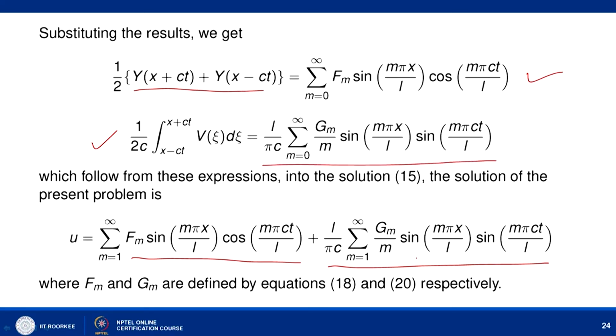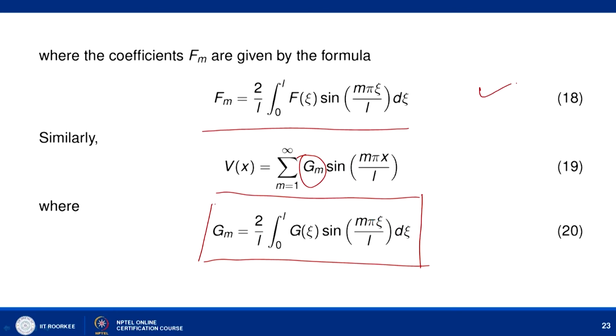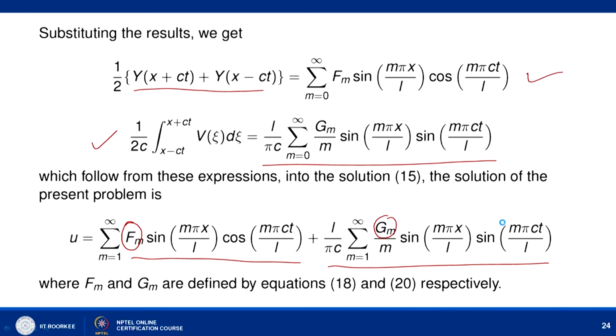So we can write u(x,t) as the sum from m equal to 1 to infinity of f_m sin m pi x by L cos m pi ct by L plus L by pi c times the sum from m equal to 1 to infinity of g_m by m sin m pi x by L sin m pi ct by L, and here the coefficients f_m and g_m you can obtain using the expressions 18 and 20. So it means that your solution is given as this.